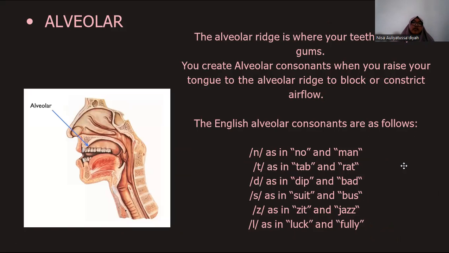Okay, and then there is alveolar. The alveolar ridge is where your teeth meet your gums. You create alveolar consonants when you raise your tongue to the alveolar ridge to block or constrict airflow.